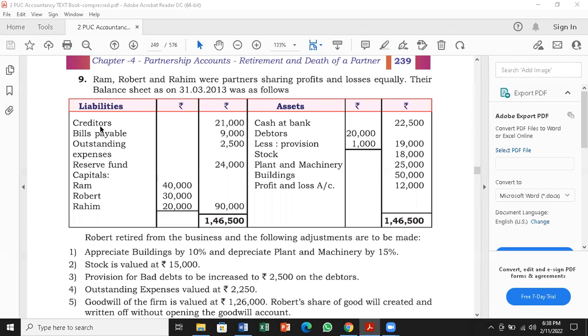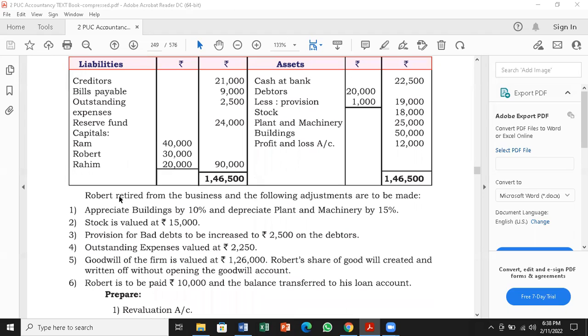Next, on the liabilities side, you have creditors, bills payable, outstanding expenses, reserve fund. Reserve fund to be divided among partners. Then capitals of Ram, Robert and Rahim is given. Next paragraph, Robert retired from the business and the following adjustments are to be made.